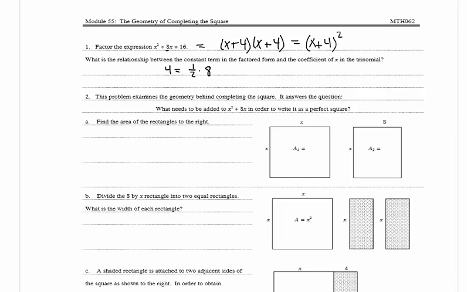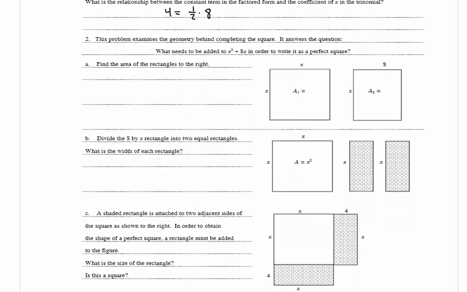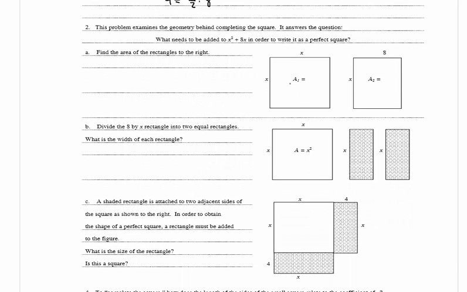And 2, it says, this problem examines the geometry behind completing the square. It answers the question, what needs to be added to x squared plus 8x in order to write it as a perfect square? In A, it says, find the area of the rectangles to the right. So in the first rectangle, A1, we have x times x, or x squared. In box 2, we have area 2 is equal to x times 8, 8x.